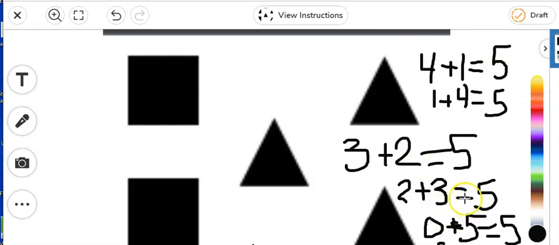Alright guys, I'm curious to see how many different ways you can think of to do a number talk this week. Because this one was a pretty easy pattern. Some of the other patterns, you could choose to do in many different ways. Alright guys, great thinking.